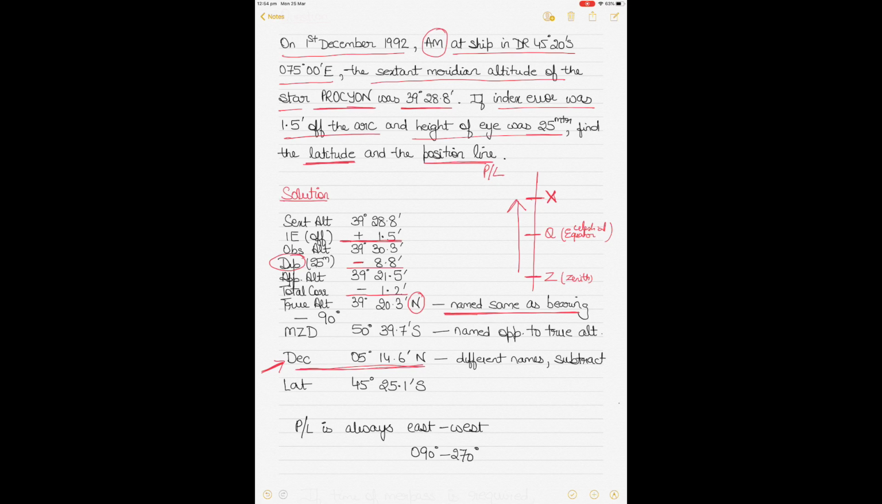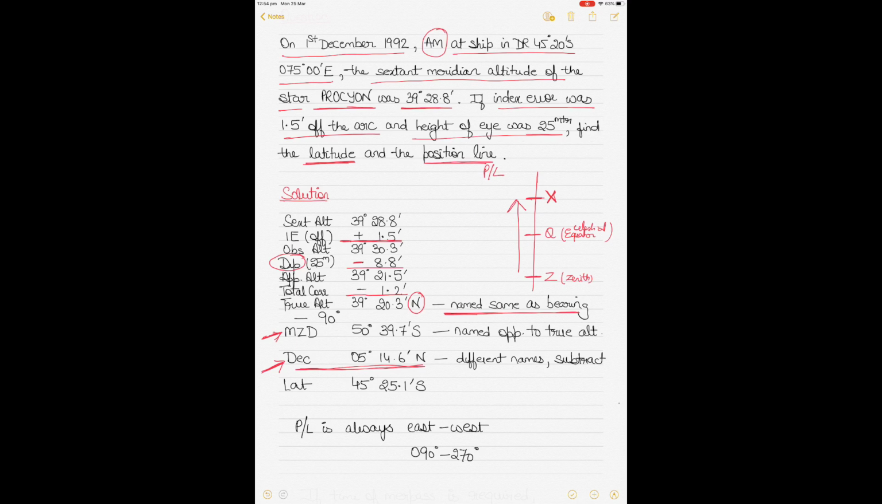Then I will subtract the true altitude from 90 degrees and get my MZD, or meridional zenith distance. Because it's a case of a meridian passage, it's called MZD or MZX, or meridional zenith distance. Otherwise it's called true zenith distance, or TZX or TZD. I get this by subtracting the true altitude from 90 degrees.